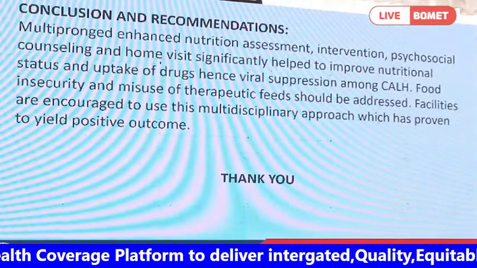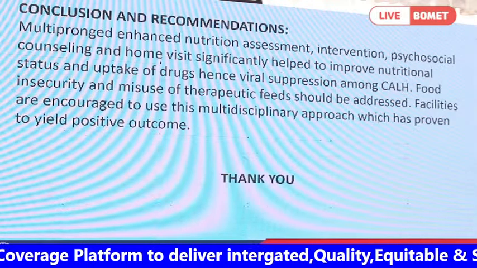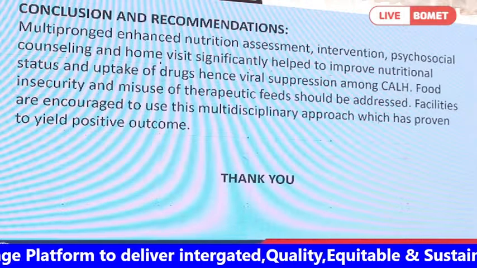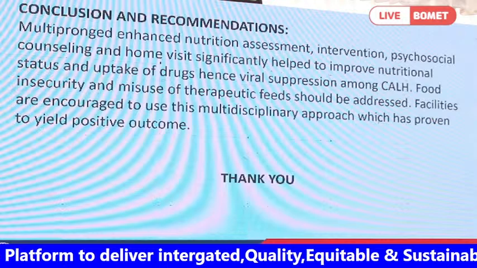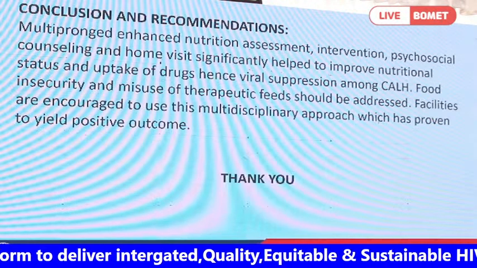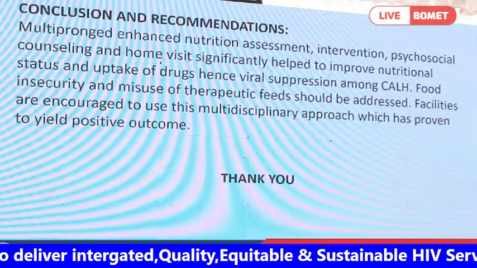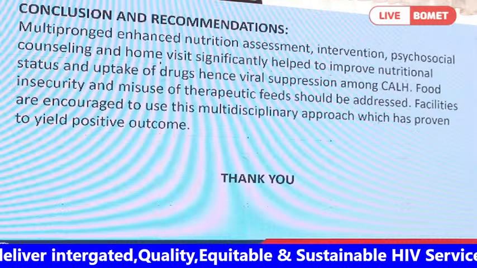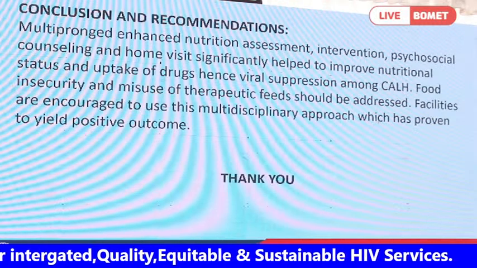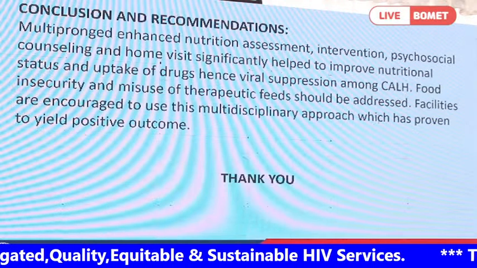My conclusion: multi-pronged enhanced nutrition assessment, interventions, psychosocial counseling, and home visits significantly help to improve nutrition status and uptake of drugs and viral suppression among HIV. Food insecurity and misuse of therapeutic feeds should be addressed. Facilities are encouraged to use this multidisciplinary approach, which has been shown to yield positive outcomes.